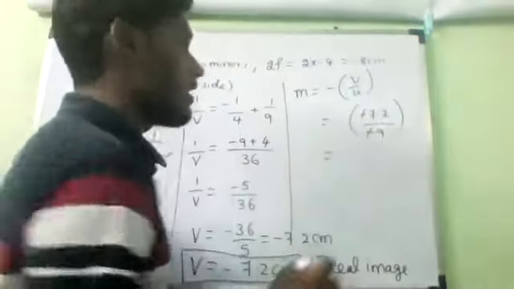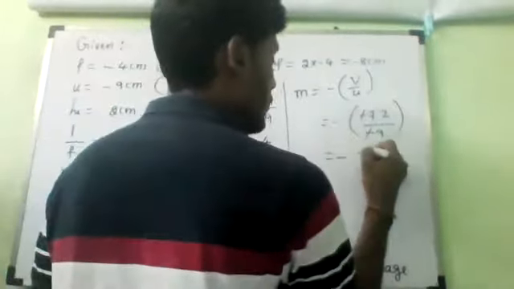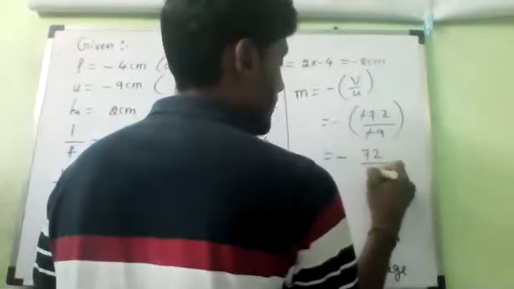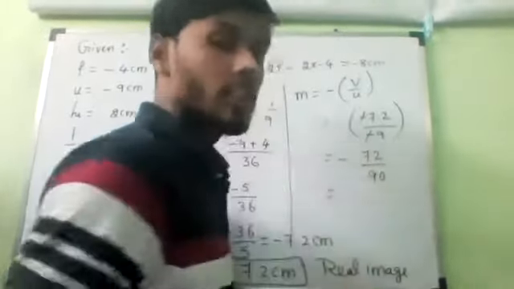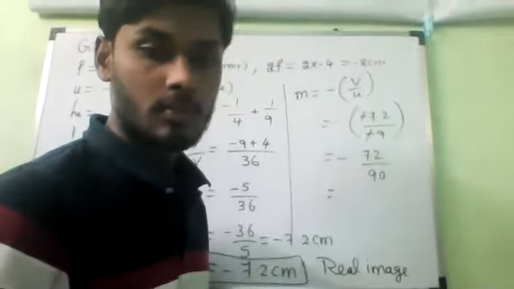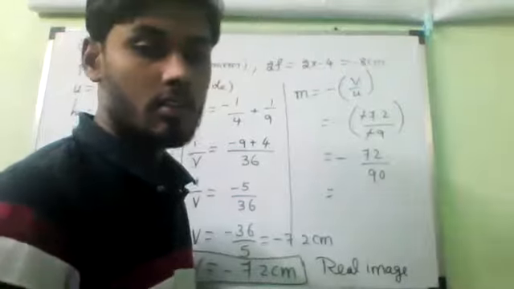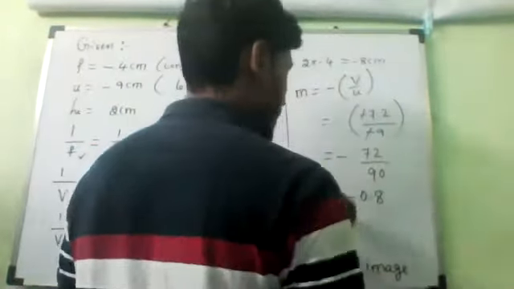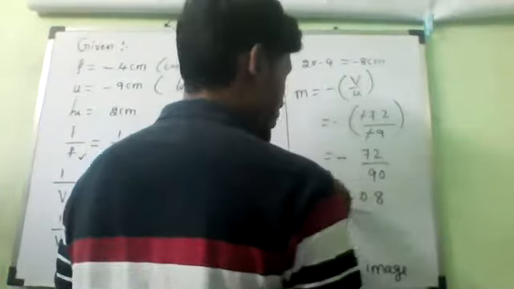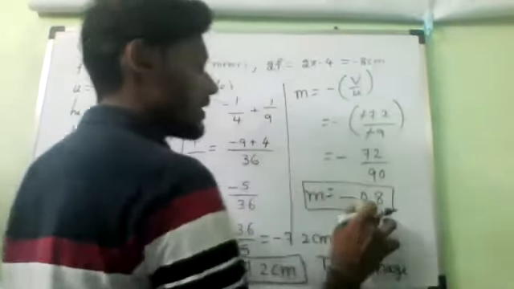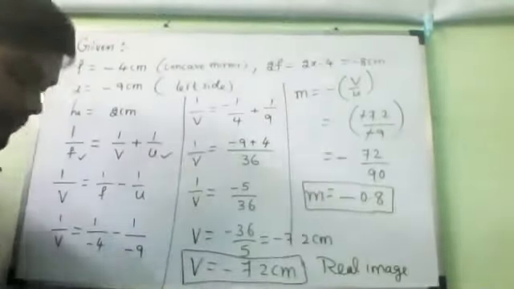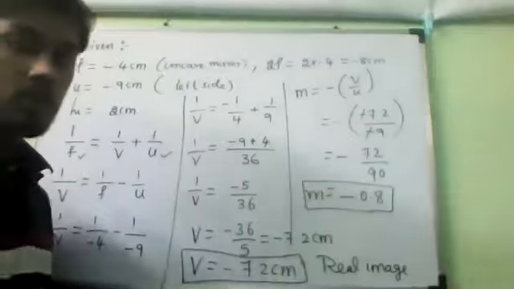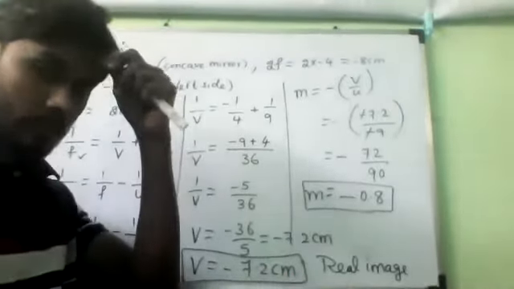Do this division and tell me, all of you. Minus 72 divided by 90, you take it. Do it and tell me how much it is. Sir, 0.8. Minus 0.8. Magnification, so m is equal to minus 0.8. Till here solve it, all of you, fast.